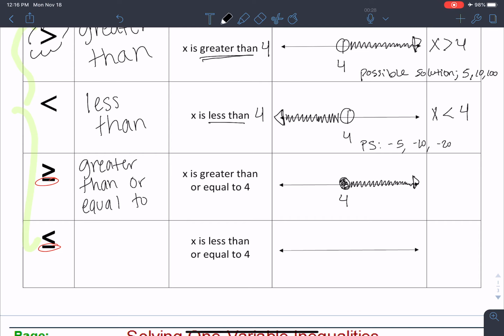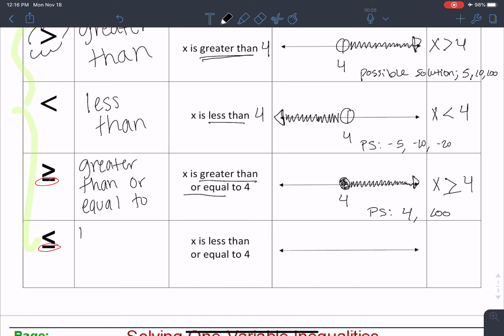And then my inequality would be x, and instead of the words greater than or equal to, I'm going to put my symbol, greater than or equal to 4. A possible solution here is the number 4, number 100, and any number that's greater than or equal to 4. And on this one, it can be equal to 4 because our line underneath our symbol means equal to, okay?